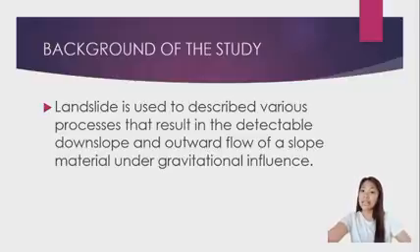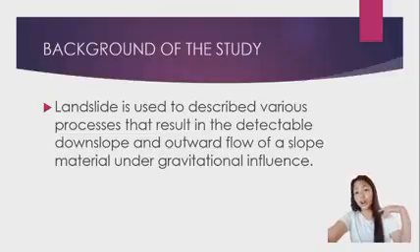So let's proceed to the background of this study. We all know that landslide is used to describe various processes that result in detectable downslope and outward flow of slope material, such as soil, rock, and vegetation, by gravitational influence. The materials might be moved by falling, sliding, spreading, toppling, or flowing. And this so-called landslide can be triggered by natural causes or man-made changes in the environment.